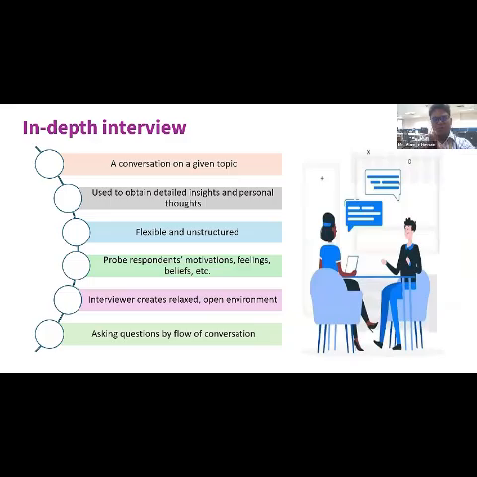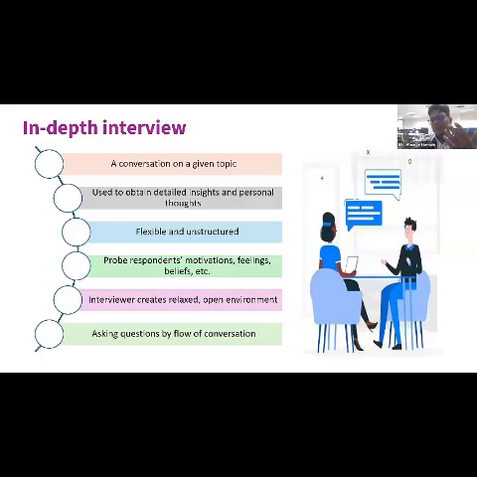And in an in-depth interview, we do a conversation on a given topic where we can get very in-depth information, detailed insight, and personal thought and perspective. It is also flexible and structured, capturing human perspective and human behavior, why we are doing some behavior, why we are not doing something.